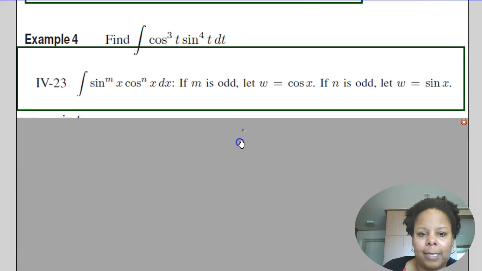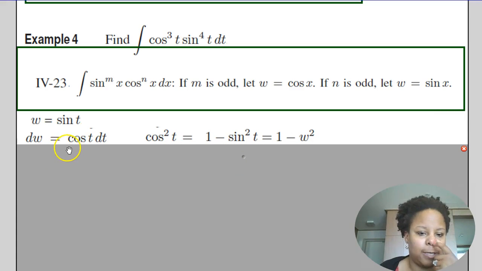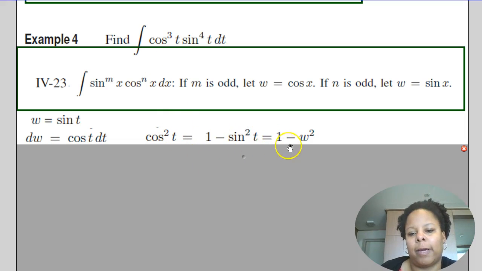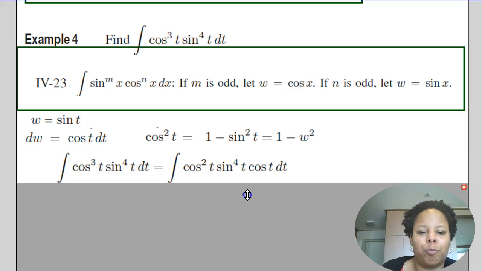And once we do that, we get then dw is equal to cosine t dt, okay? And then cosine squared t is equal to 1 minus sine squared t, which is 1 minus w squared. Why do we do that? Because we can break up the cosine cubed into a cosine squared and a cosine, okay?